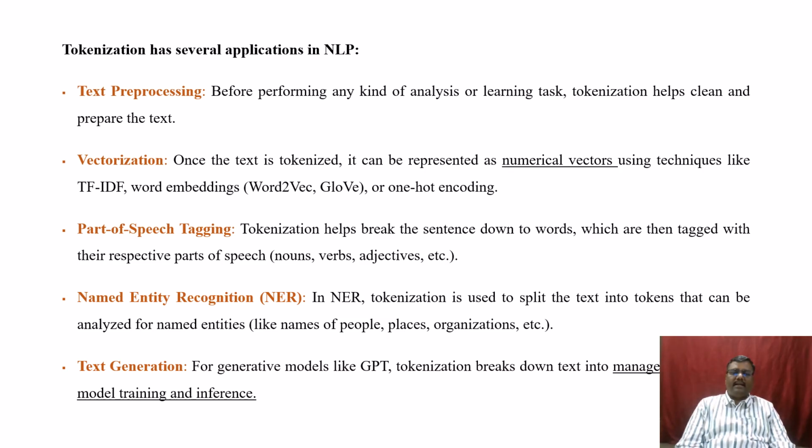Next one is parts of speech tagging. Tokenization helps break the sentence down into words, which are then tagged with their respective parts of speech, such as nouns, verbs, adjectives, etc. Next one is named entity recognition. Here, tokenization is used to split the text into tokens that can be analyzed for named entities, for example names of people, places, organizations, etc. Next one is text generation. For generative models like GPT, text is broken down into manageable tokens for training and inference.